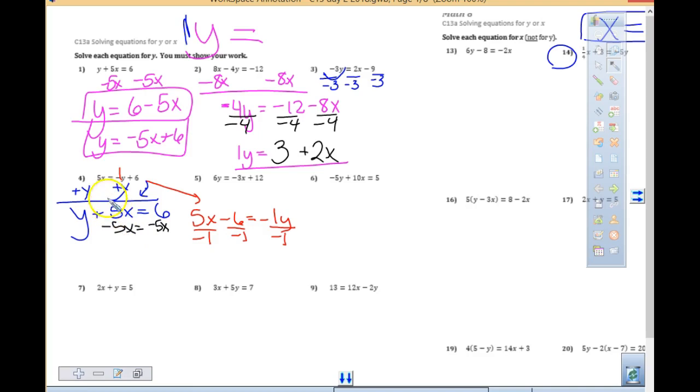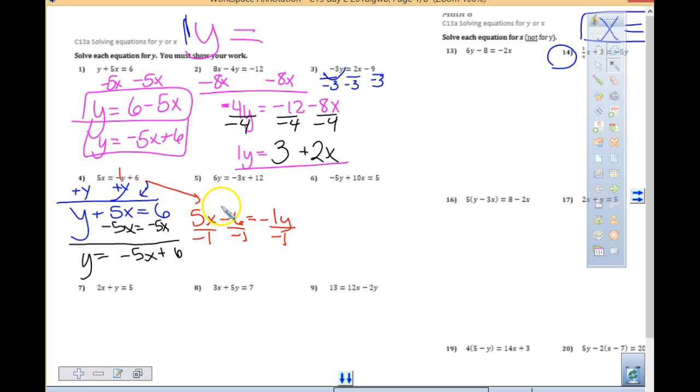So in number 4, if you haven't done number 4, you could do it this way. If you haven't written it down, take that pencil out and start writing. So you have y equals, this gives us 0, and on this side you have negative 5x plus 6.